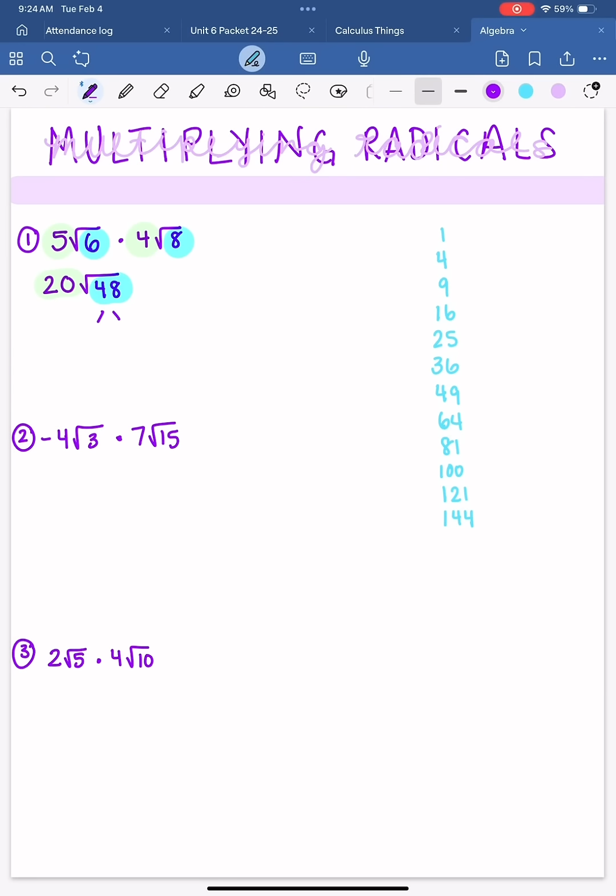Now we're going to do our branches, and we're going to simplify the square root of 48. So you're going to find 48 in my list of perfect squares, and you're going to start working your way up. So you're going to do 48 divided by 36.